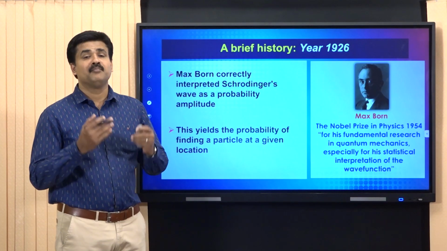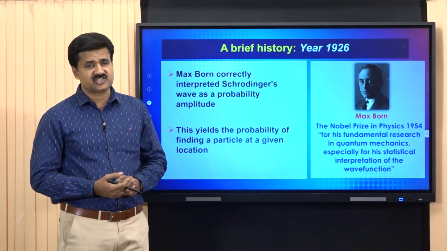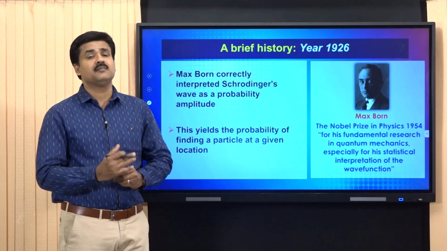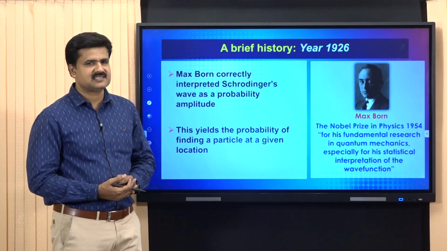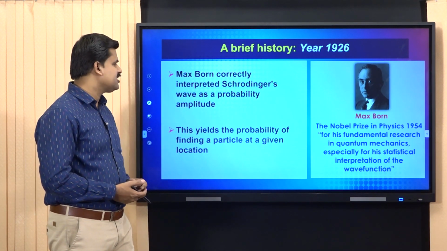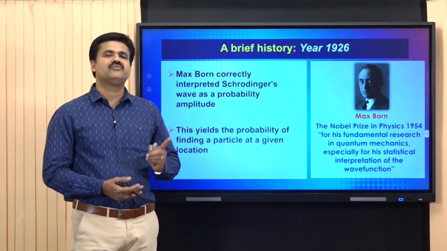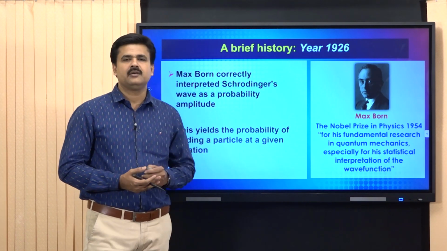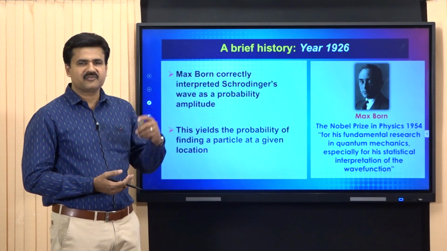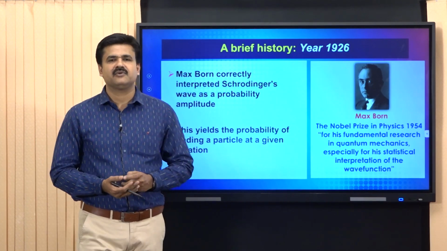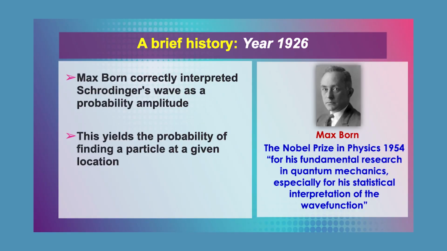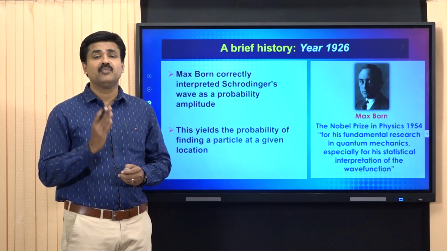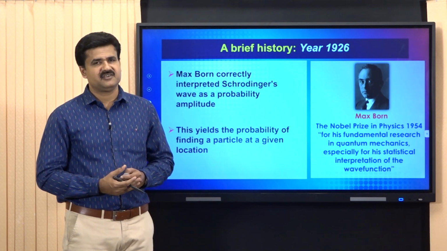This is known as the Born interpretation of the wave function. That is an important, remarkable contribution towards quantum mechanics. This interpretation yields the probability of finding a particle at a given location. Max Born also won the Nobel Prize for Physics in the year 1954 for his fundamental research in quantum mechanics, especially for his statistical interpretation of the wave function, namely the Born interpretation of the wave function.